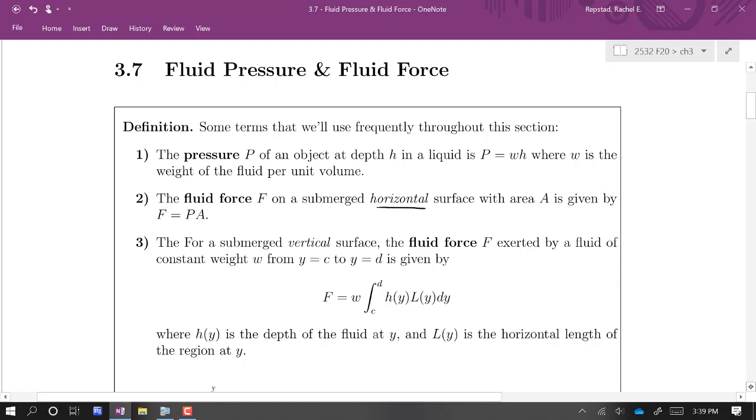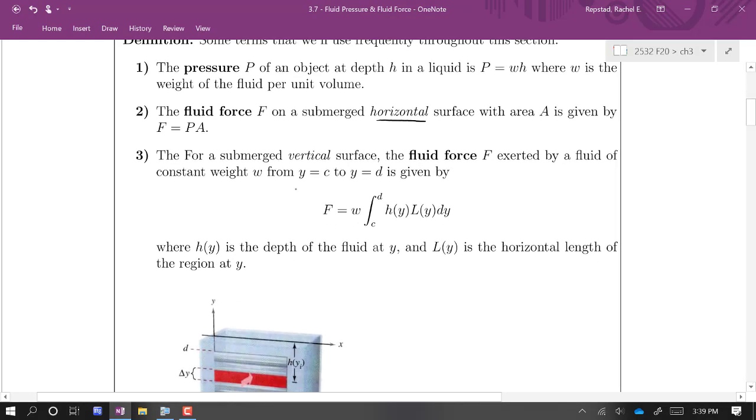And so in order to find the fluid force on a submerged vertical surface, we're going to evaluate this integral. So again, W is the specific weight of the fluid, and we're going to integrate from C to D. We're thinking about this as a depth, so we kind of naturally impose coordinate axes, and what's changing is y, the y coordinate, because they're at different depths. So we're integrating with respect to y. H of y, which is the depth at y, times L of y, the length at y, times dy.